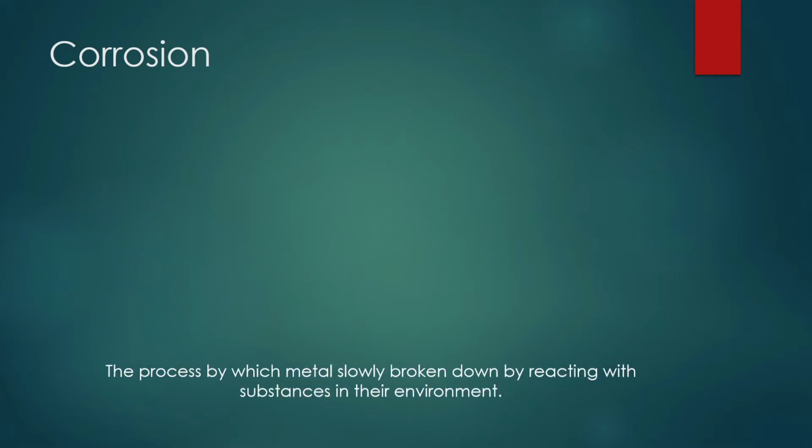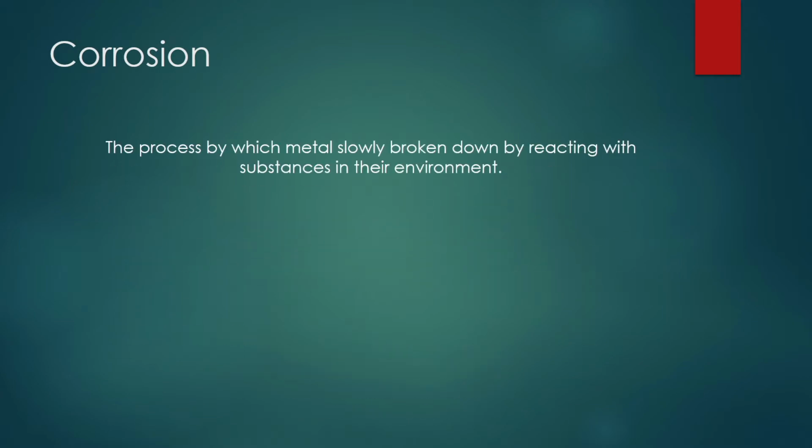Corrosion: the process by which metal is slowly broken down by reacting with substances in its environment. Oxygen and water are present in the atmospheric air. When they react with iron, they form hydrated iron(III) oxide, which is commonly known as rust.